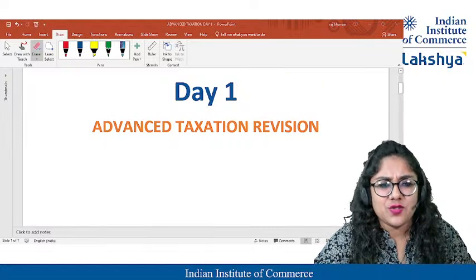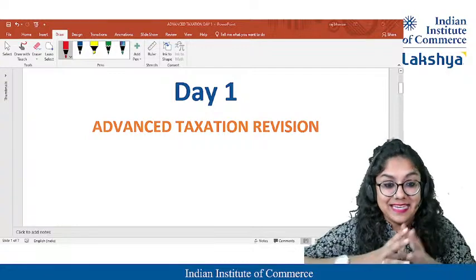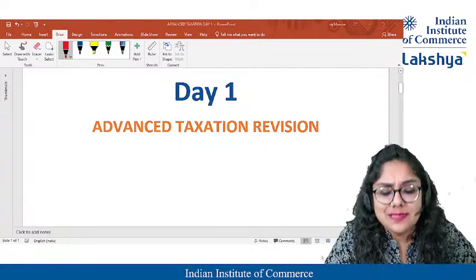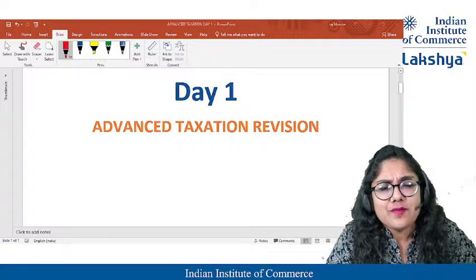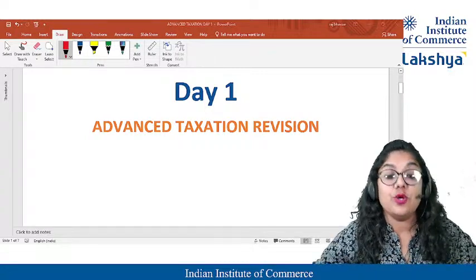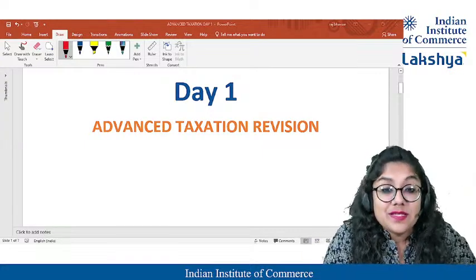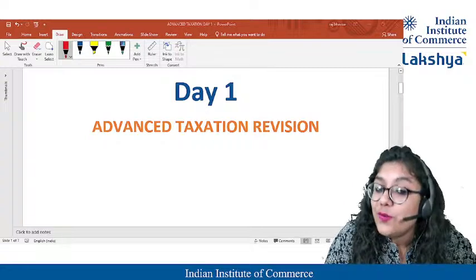ATX is going to be helpful for me in the future also. Students, like I told you, in India, if my income is above a certain level, I have to pay tax, but if my income is below the exemption level, I don't have to pay tax. But students, this is not the scenario for the UK.